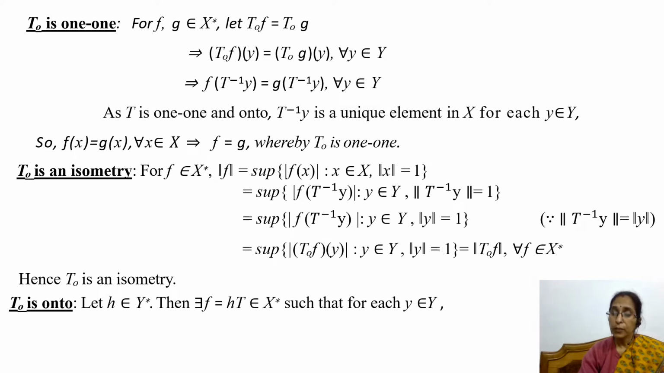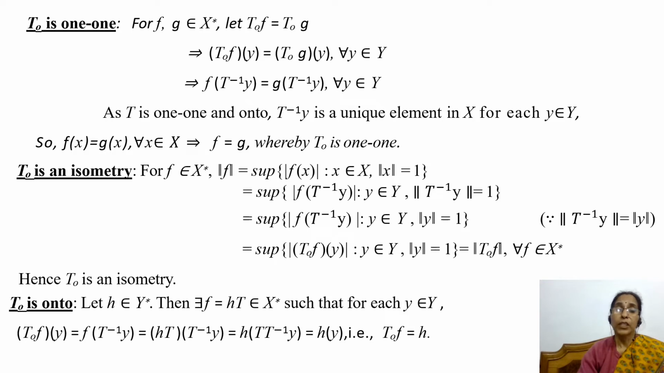T is a homeomorphism, being an isometric isomorphism. So T is bounded, h is bounded, and so their composition is bounded. So hT is a bounded linear functional on X, and so hT belongs to X star. So there exists f equal to hT in X star such that for each y in Y, T naught f of y is equal to f of T inverse of y by definition of T naught.